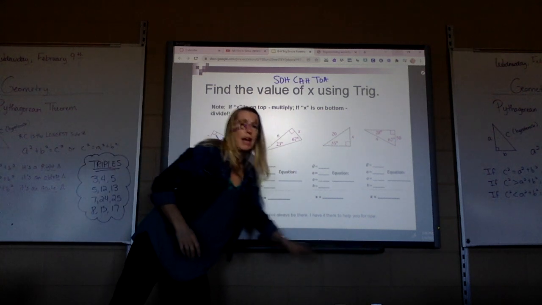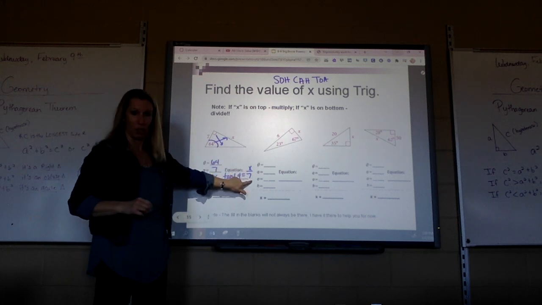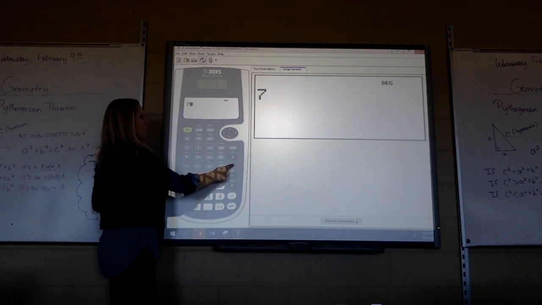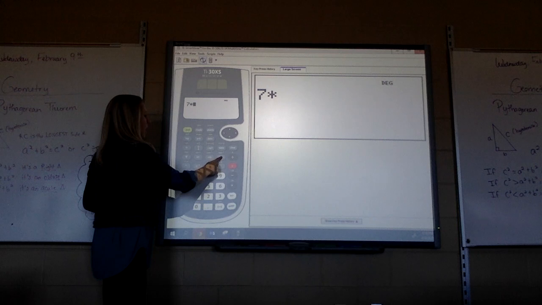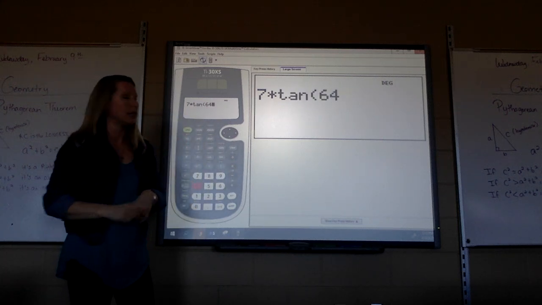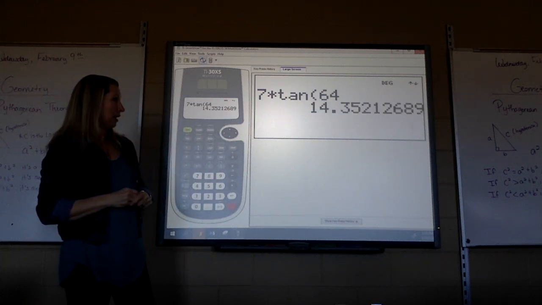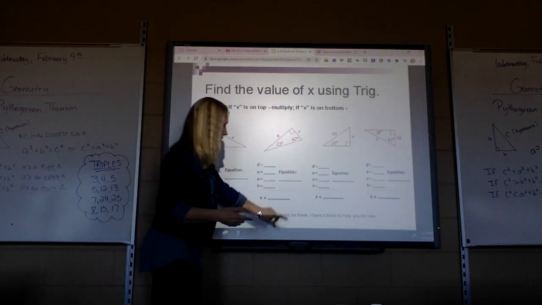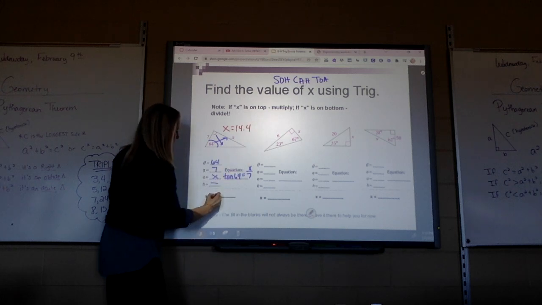Here's how you type it in the calculator. Always start on the side by the x. So I'm going to start with the 7. I'm going to type in 7 times, because x is up high, that's how I know to multiply, tan 64. You don't have to close the parentheses, you can just hit enter. So the length of that side is 14 point, I would round it up to 4. So x equals 14.4.